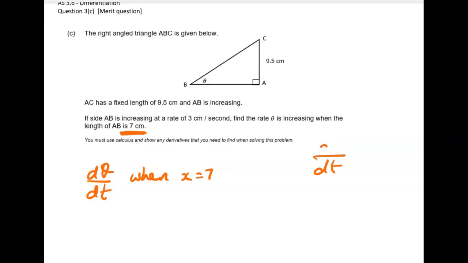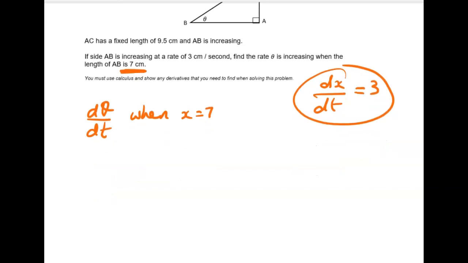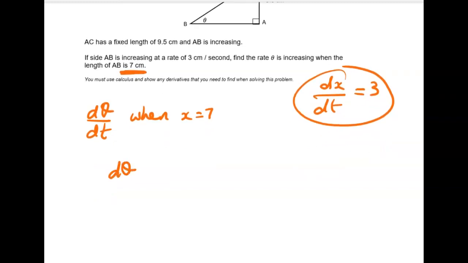So dx by dt is equal to 3 centimetres per second. We're going to use this to set up something with the chain rule. So d theta by dt is going to be something times something. We've got dx by dt. So if we have d theta by dx here, then we're done.